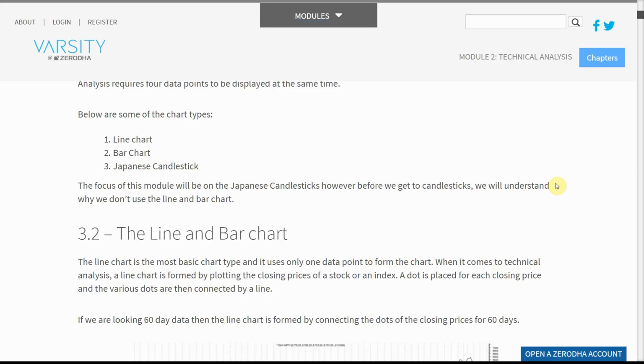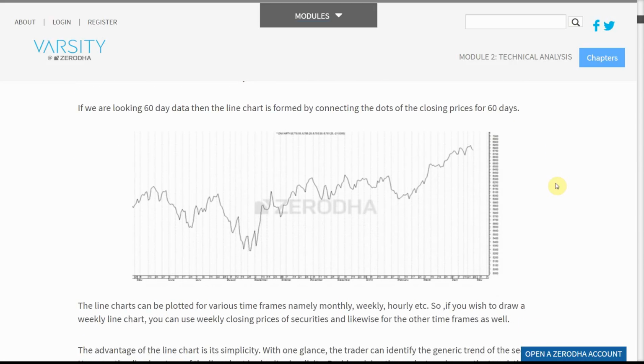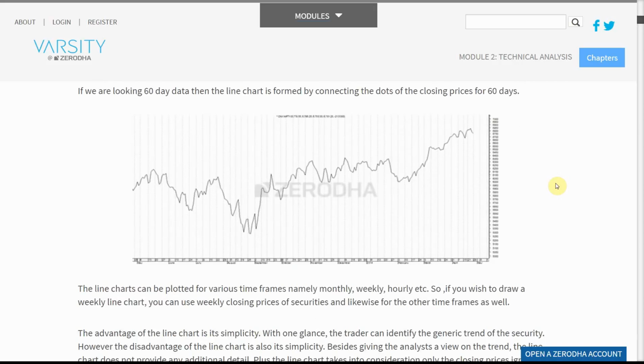3.2 The line and bar chart. The line chart is the most basic chart type and it uses only 1 data point to form the chart. When it comes to technical analysis, a line chart is formed by plotting the closing prices of a stock or an index. A dot is placed for each closing price and the various dots are then connected by a line. If we are looking at 60-day data, then the line chart is formed by connecting the dots of the closing prices for 60 days. The line charts can be plotted for various time frames, namely monthly, weekly, hourly, etc.